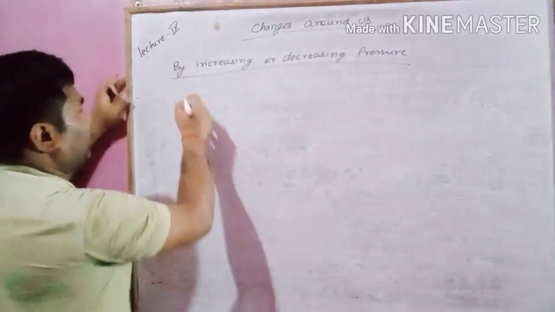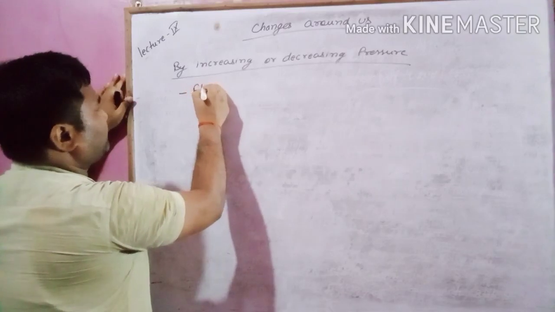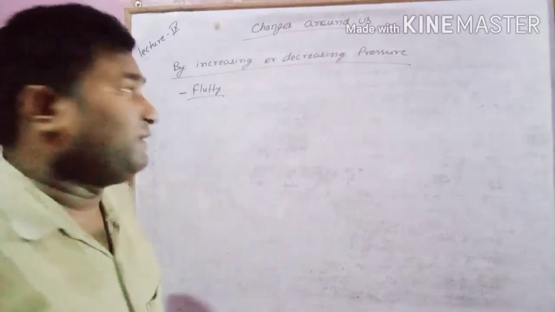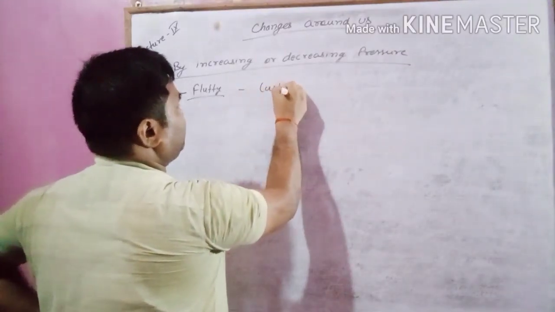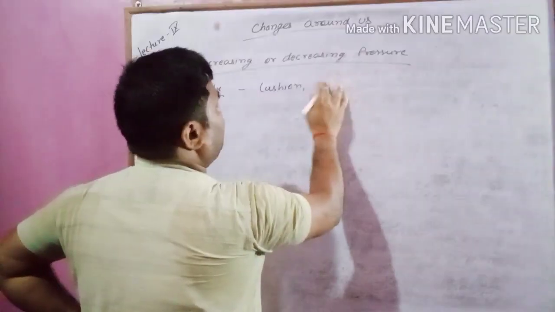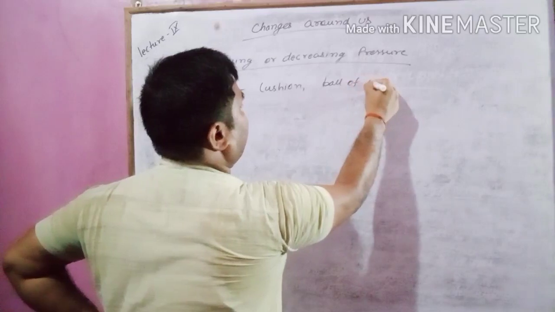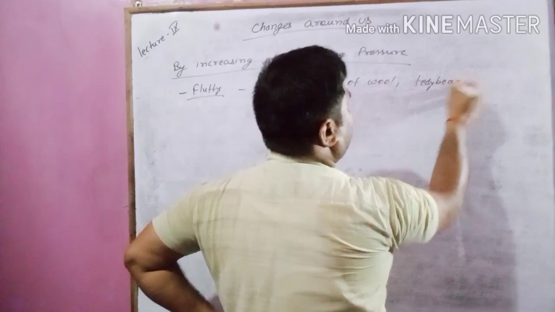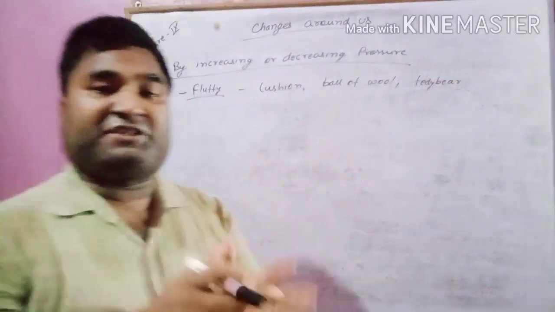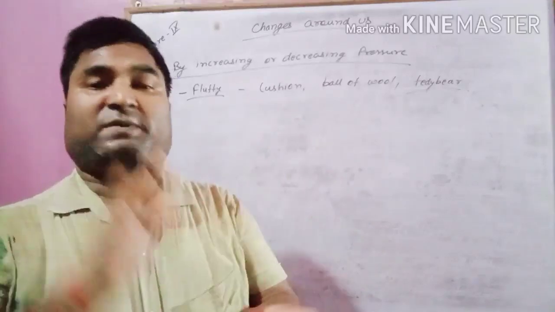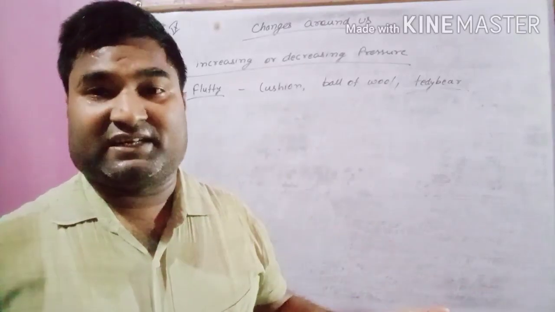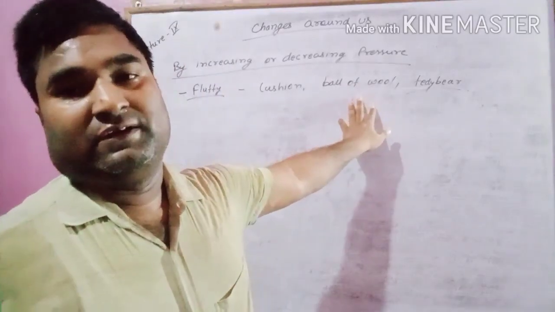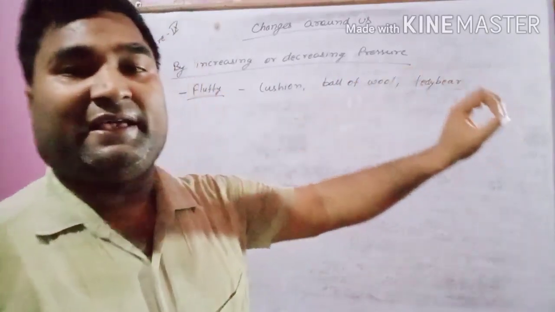For example, if the solid is fluffy, for example a cushion, ball of wool, teddy bear. If you apply pressure on this cushion, it will change its shape. So there is a change in the shape of the ball of wool. This can be seen by applying pressure.